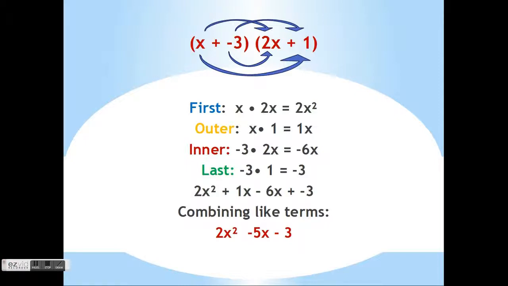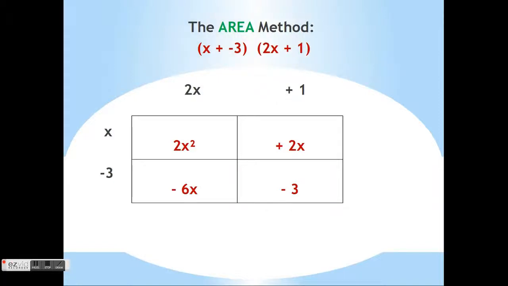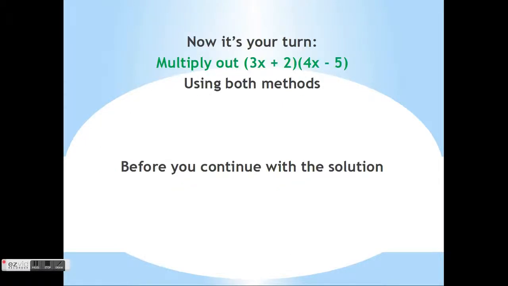Now that was exhausting. Let's learn another method known as the area method. First, you draw a 2 by 2 box or table and label one binomial on top, one on the column. It doesn't matter because multiplication is commutative. Then you multiply each factor in the row with each factor in the column and write the products inside the boxes as shown. Then when we combine them all together, we get 2x squared plus x minus 6x plus negative 3. And combine like terms, we get 2x squared minus 5x minus 3. And we're done.